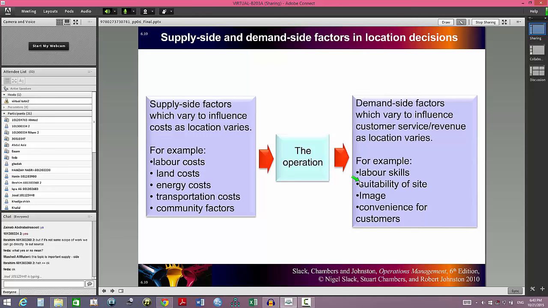Suitability of site means it must be in a good area which is in line with your image. And also the location should be convenient to your customers. So these two sides are very important in deciding the location of your operation.